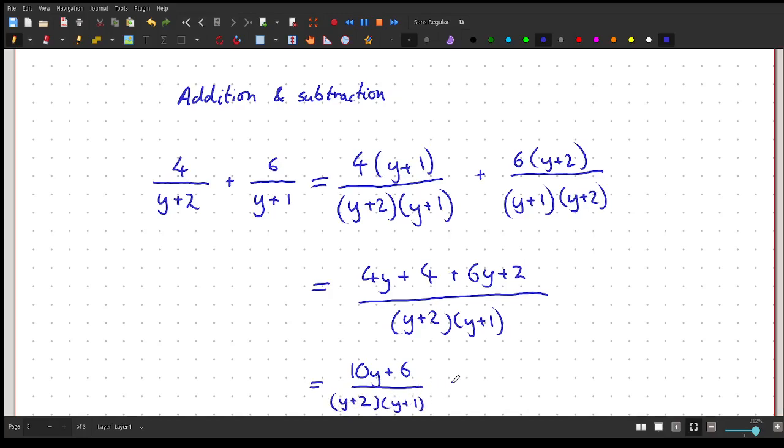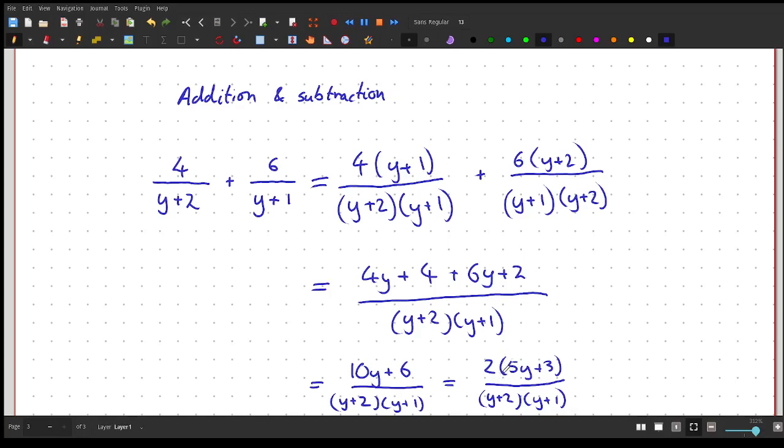And I guess we can factorize that again. Can't we? We could pull out a 2, 5y plus 3, over y plus 2, y plus 1. And you might want to factorize it just to check if it actually simplifies, right? You might find that you actually end up with a common factor in the numerator and the denominator. So factorizing is not a bad idea here.